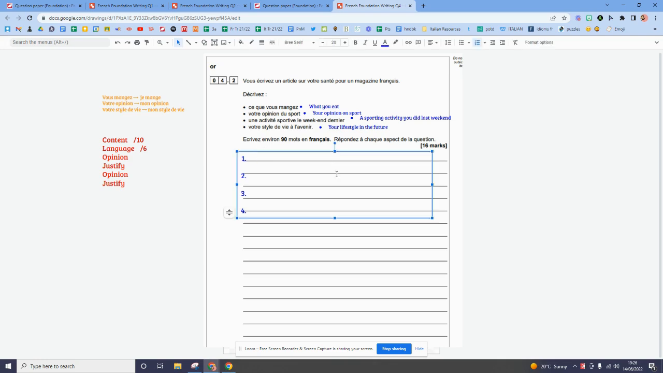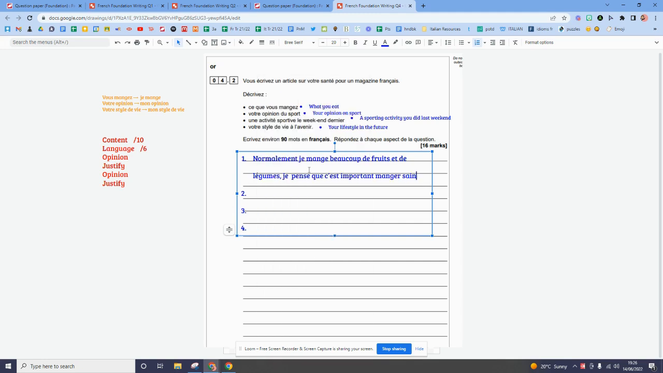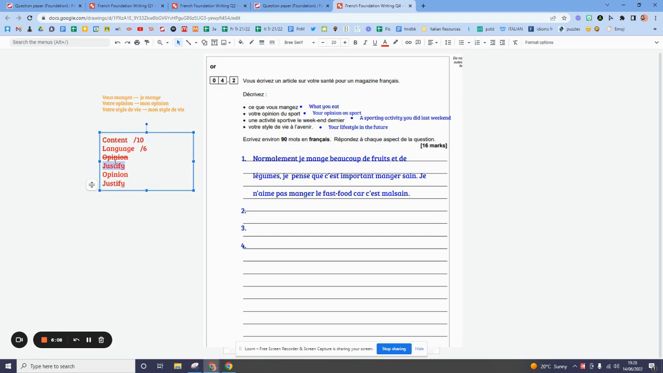Right, bullet point number 1. Ce que vous mangez, what you eat. Right, I want to be writing about 20 words on this. What do I eat? I'm talking about healthy lifestyle. Let's talk about fruit. Let's talk about vegetables, maybe. Let's talk about fast food. So, normally, I can tick off the justify.